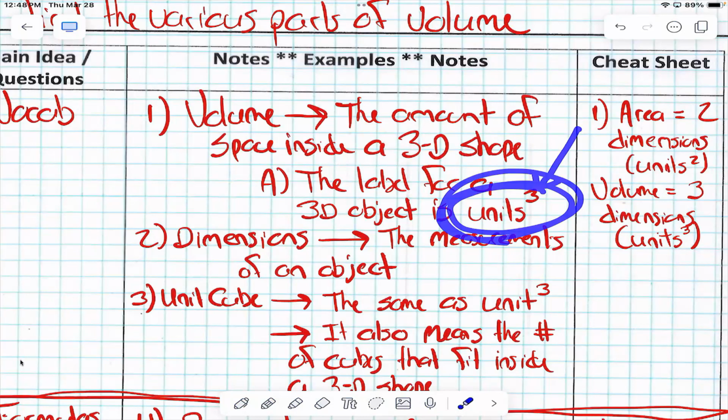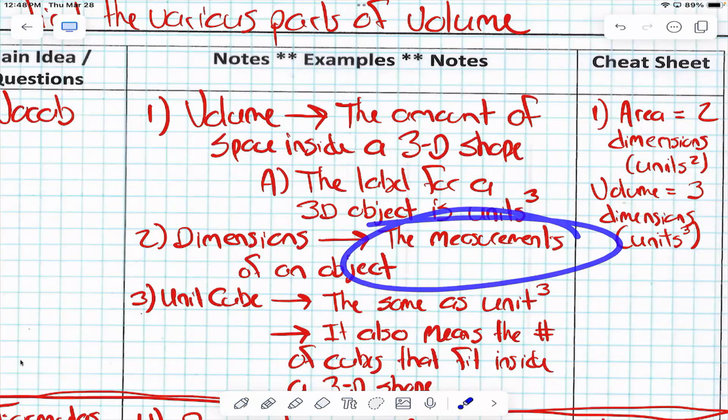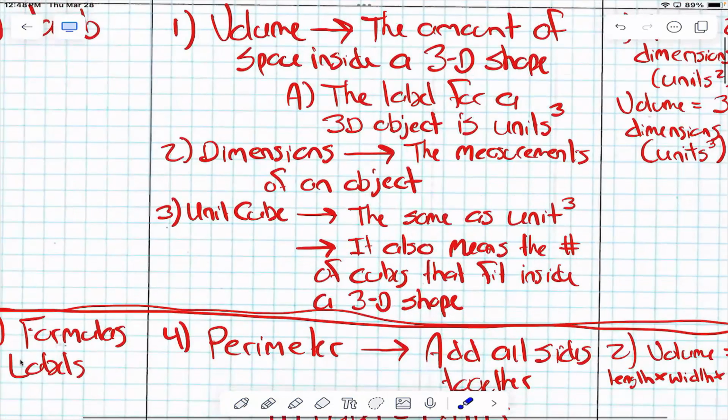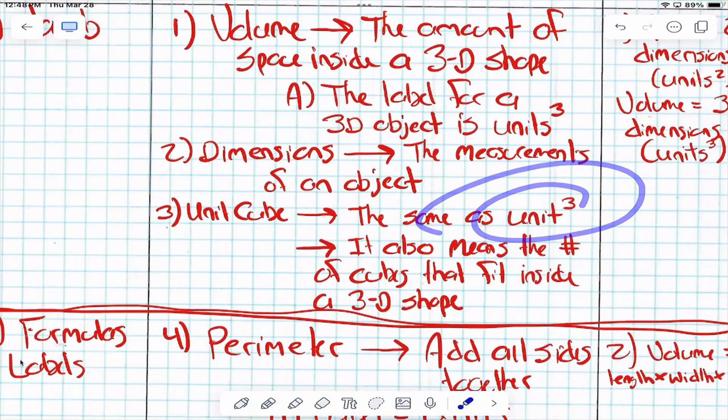Units cubed, or we say to the power of 3, right? Either one of those work. So because volume has 3 dimensions, yes? And then unit cube is the same as units to the power of 3, yes or no? Yes. Because 3 dimensions give you a cube, yes?